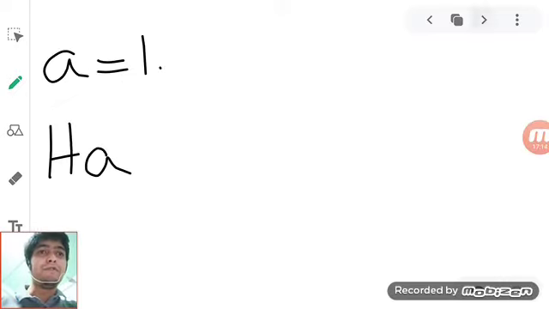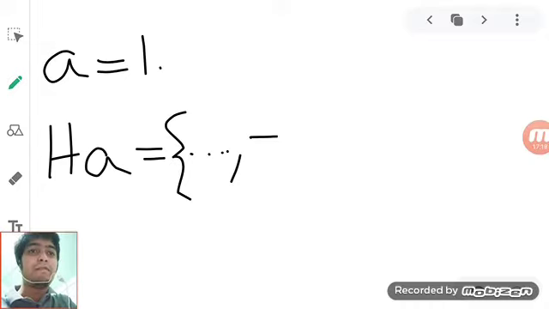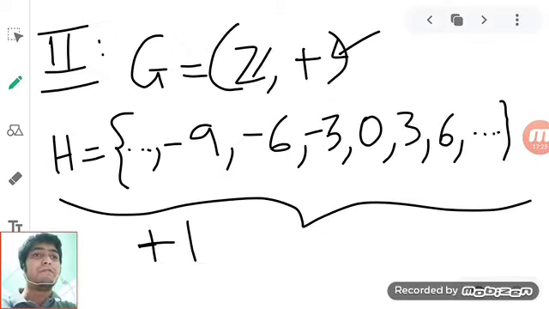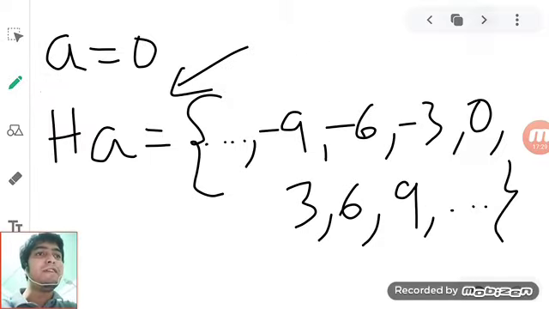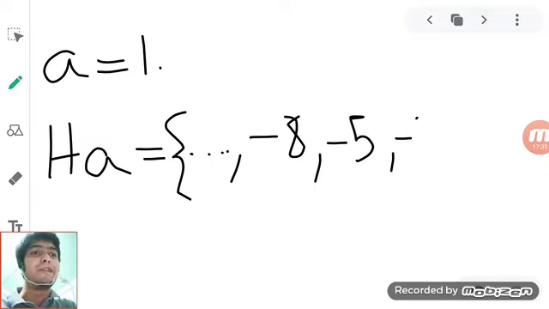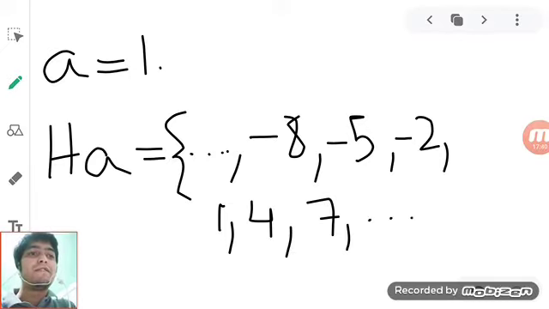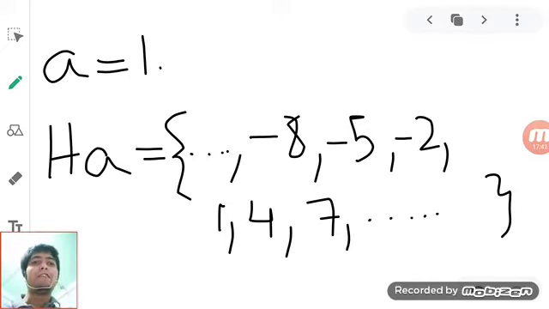Okay, so if we take A equal to 1, HA will give you minus 8. Minus 6 plus 1 will give you minus 5. Minus 3 plus 1 will give you minus 2. 0 plus 1 will give you 1. 3 plus 1 will give you 4, 7, and so on. Okay, it continues, but we are not writing anything.